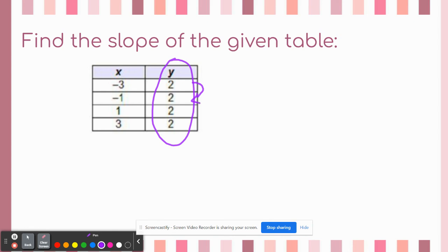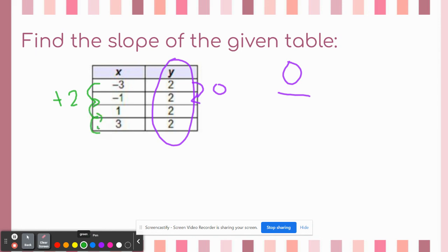So what did we add? Nothing. We added nothing, right? So 0. So 0 is the numerator. Now we're going to change the denominator. We went from -3 to -1. So we went up in value. How much did we go up? We went up by 2.